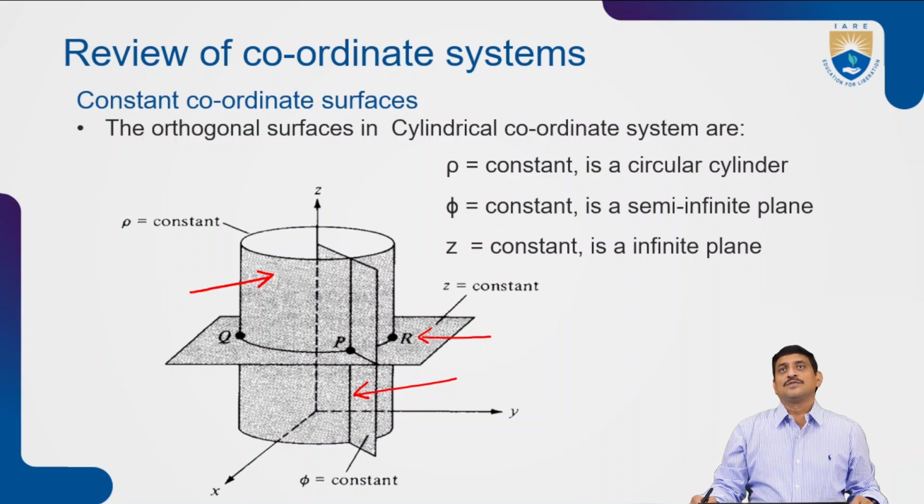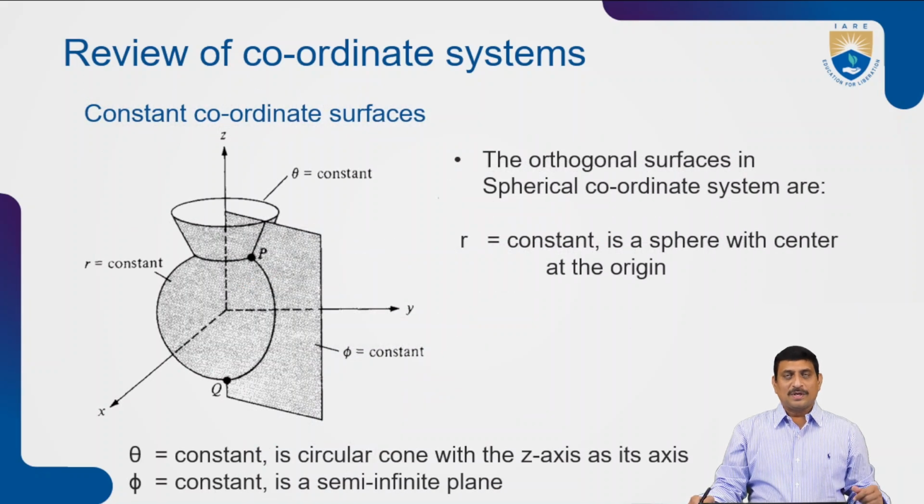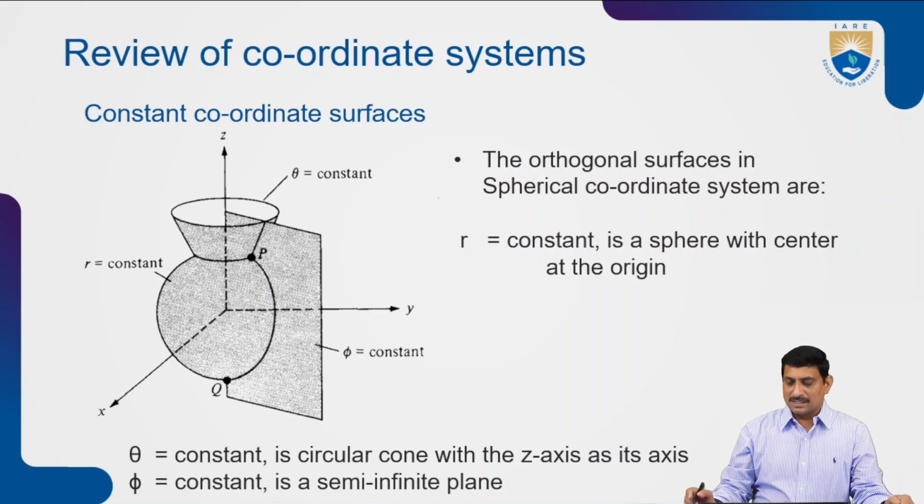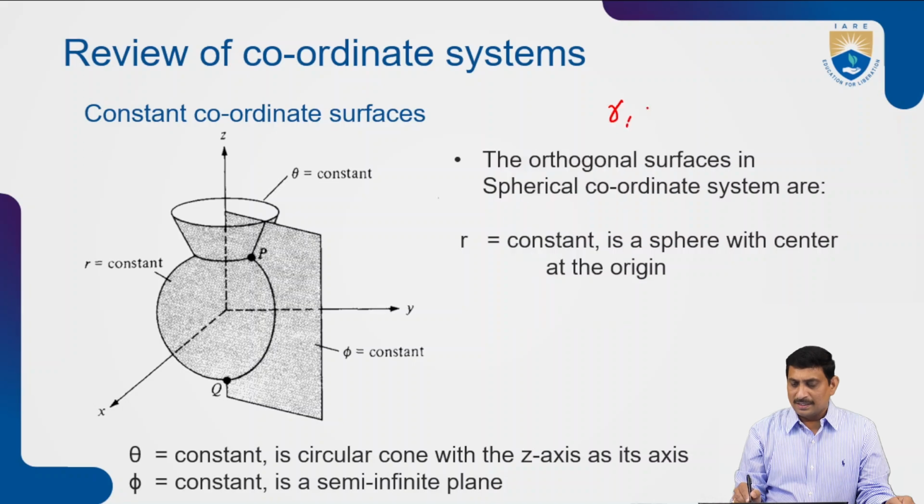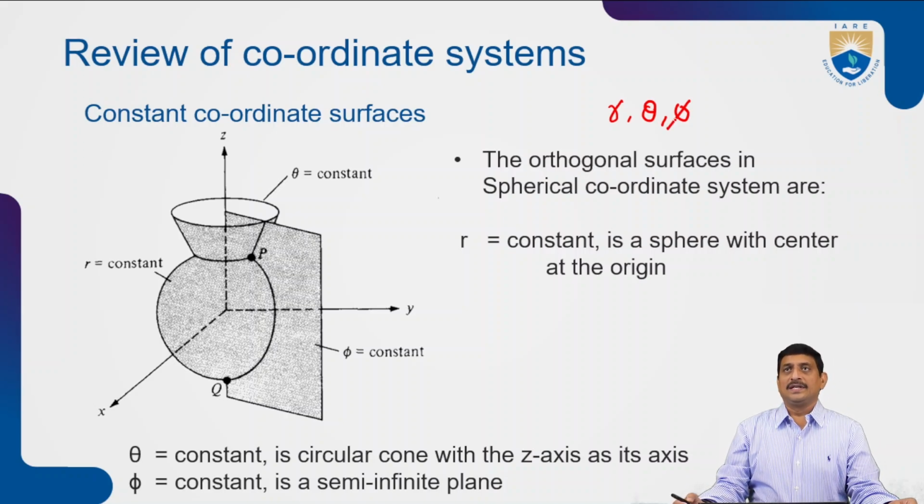We'll move on to the spherical coordinate system. In the spherical coordinate system, the mutually perpendicular coordinate axes are the r-axis, the theta-axis, and the phi-axis. R varies from 0 to infinity, theta varies from 0 to pi, and phi varies from 0 to 2 pi. So let us take one variable, r equal to constant, and vary theta and phi.